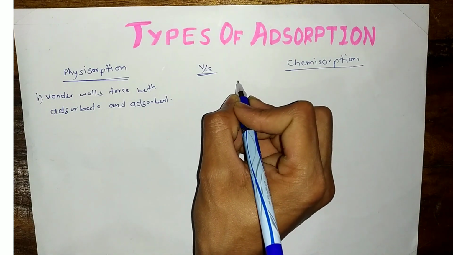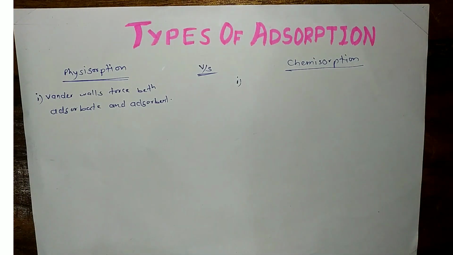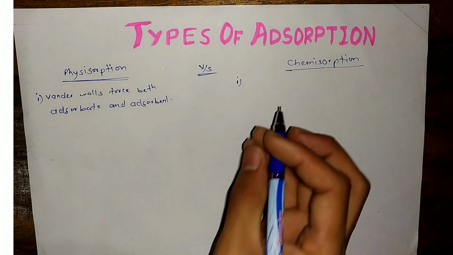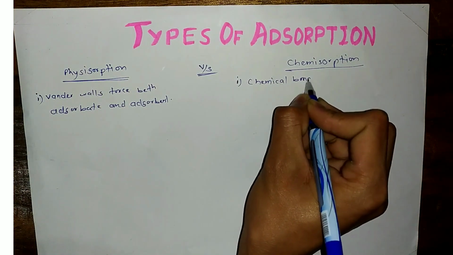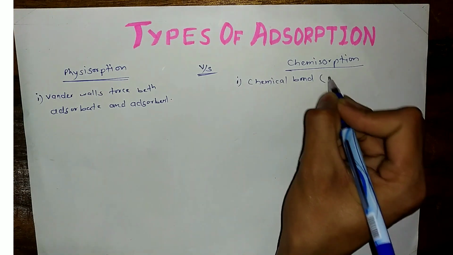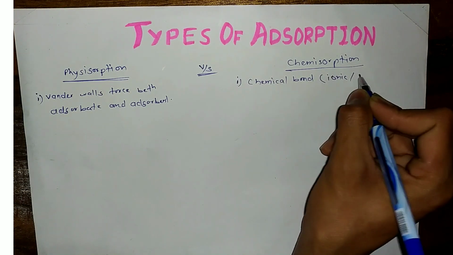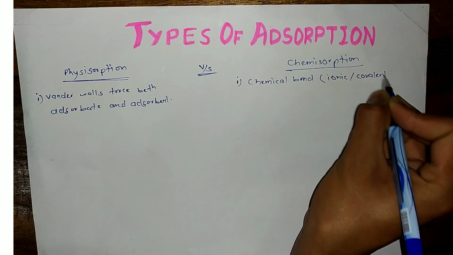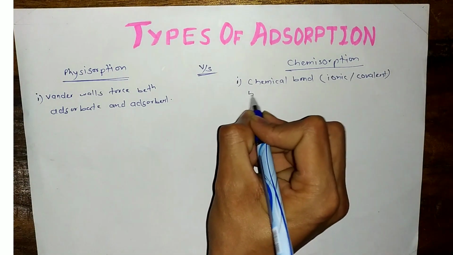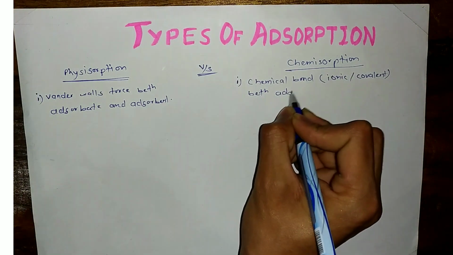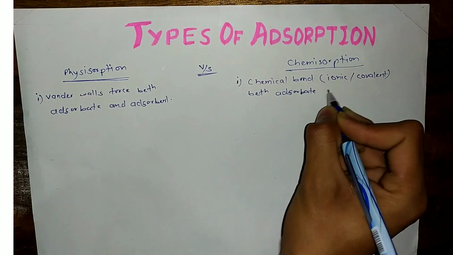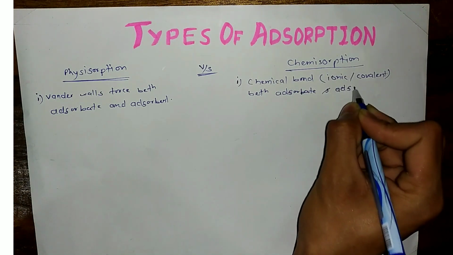The first difference between physisorption and chemisorption is that in physisorption there is a van der Waals force between adsorbate and adsorbent, and in chemisorption there is a chemical bond, ionic or covalent, between adsorbate and adsorbent.